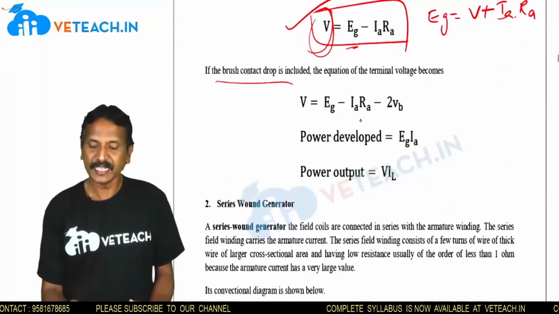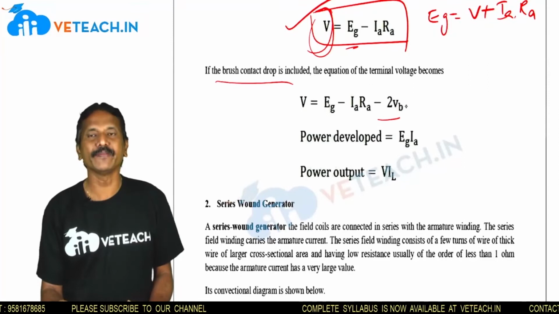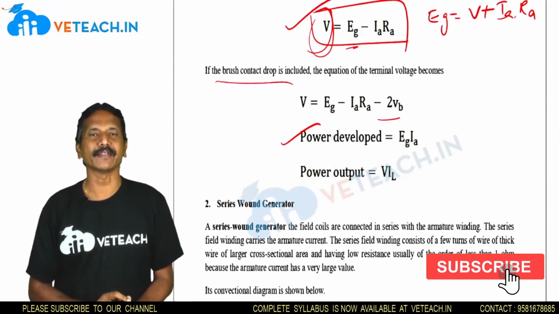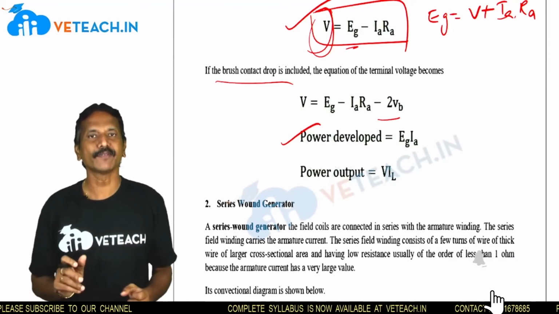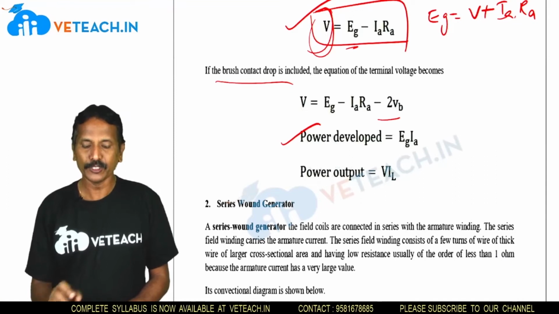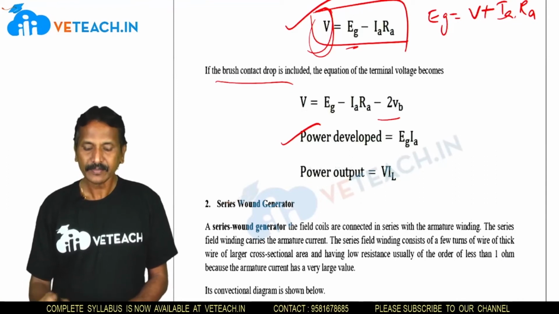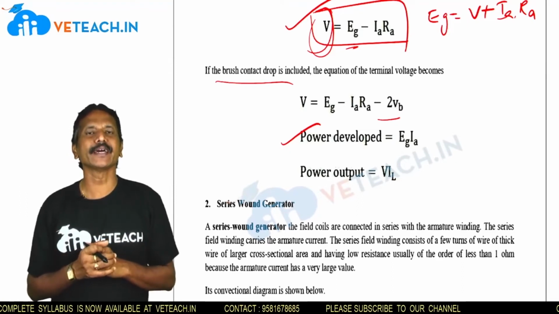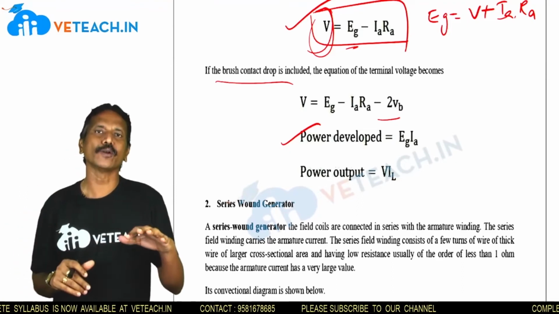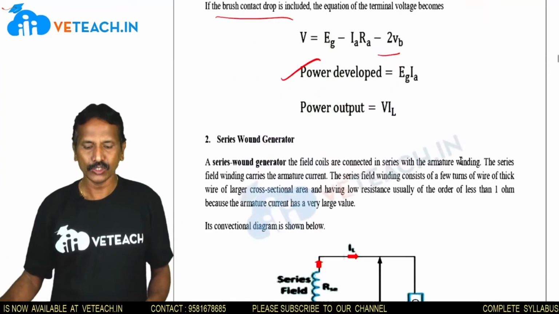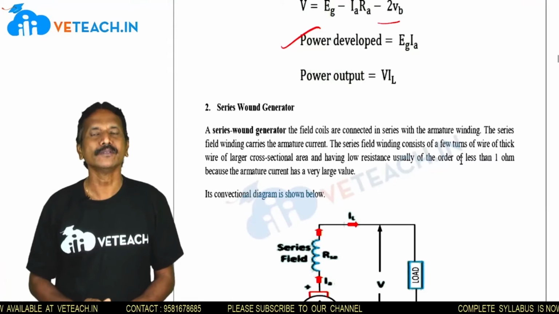So V is equal to EG minus IA RA minus 2 into VB, since 2 brushes are there. Next, to find the power, you know voltage, you know current, from that you can find the power. Power developed is equal to EG into IA and power output is equal to V into IL. So this is about the shunt. Normally shunt machines are used at no load as well as at full load. It's a constant speed device. So this is about the shunt wound generator.